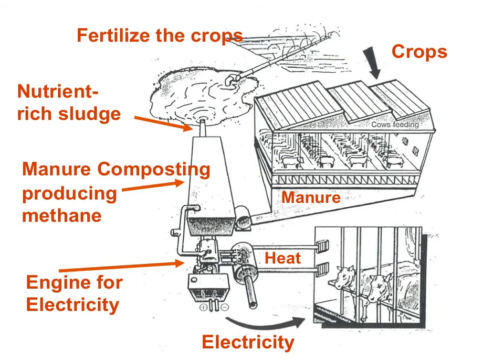In this image, we can see an interesting system. Crops are grown to feed the cows, whose manure is fermented to produce methane, used to create electricity that would heat the building that provides shelter to the cows. The sludge left over from the fermentation of the manure is used to fertilize the crops.